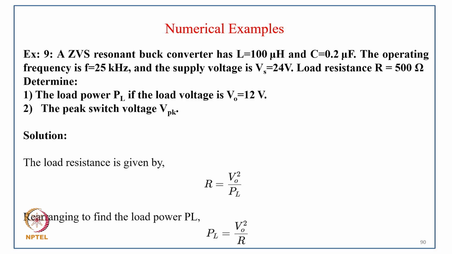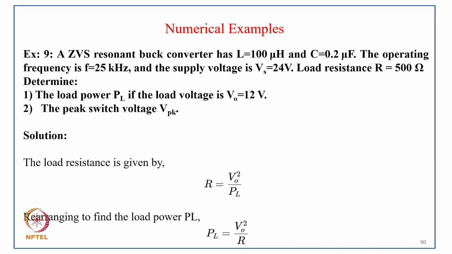So coming to example 9, a ZVS resonant buck converter has L equal to 100 microhenry and C equal to 0.2 microfarad. The operating frequency is F equal to 25 kilohertz and supply voltage is Vs equal to 24 volt. The load resistance R equal to 500 ohm. Determine the load power PL if the load voltage is V0 equal to 12 volt and the peak switch voltage Vpeak. The solution, the load resistance given by R equal to V squared by PL, and the reasoning to find value PL equal to V squared by R.